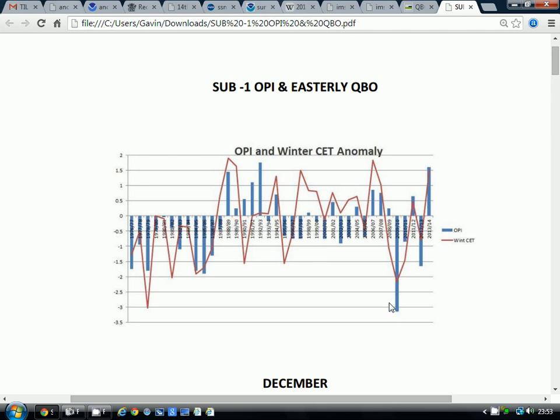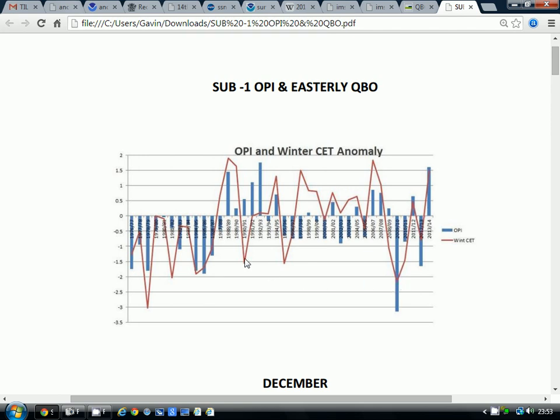Notice this blue bar just here, that is the OPI for October 2009. The red dip in the line, that is the central England temperature for the winter of 2009-2010. Very clear connection there between the negative OPI, the most negative of any of these OPIs going back to 1976. Very clearly a negative OPI going with that cold winter.